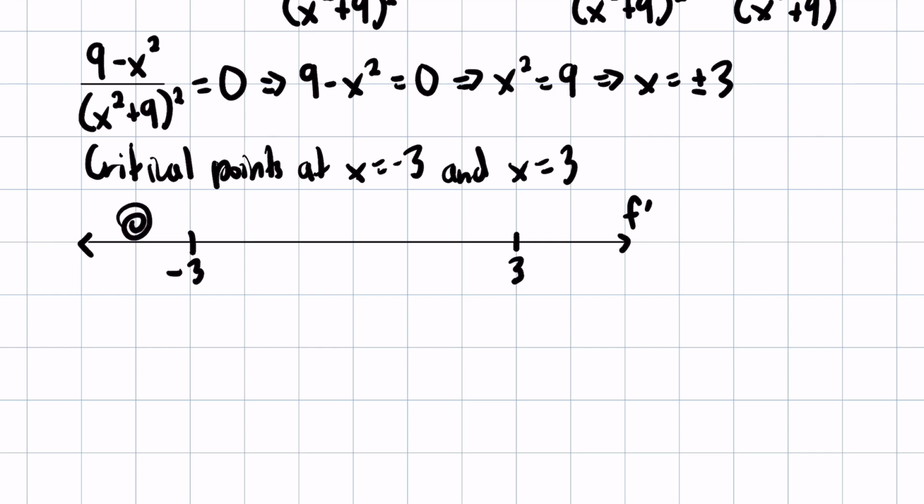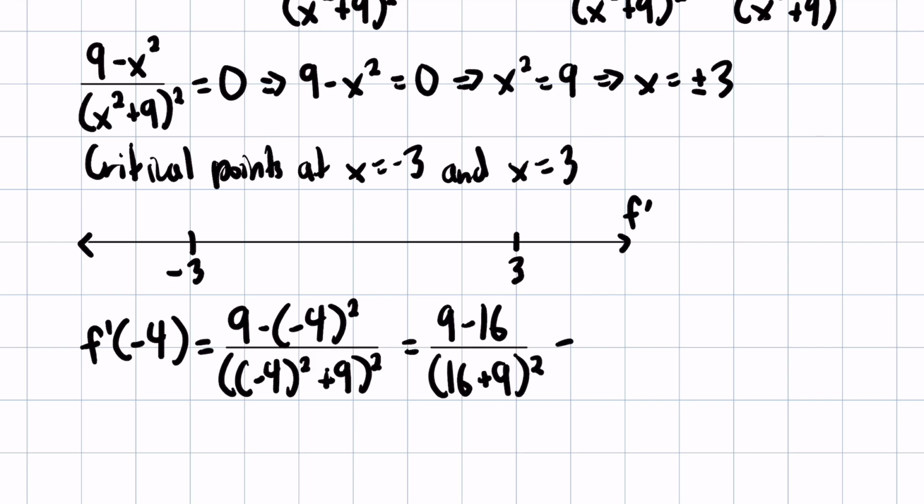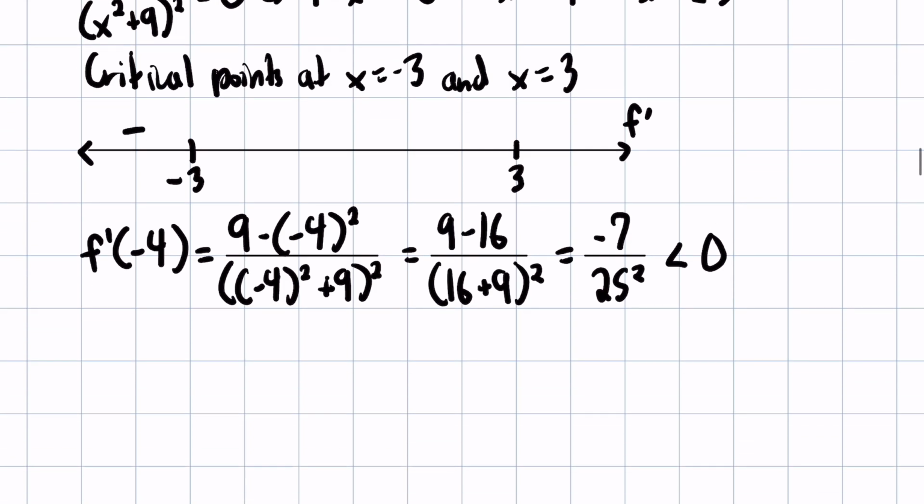So first, I want to figure out what's going on here. And so I'm going to plug in a number that's less than negative 3. I'm choosing negative 4. So we just plug that in. And all you have to do here is get to the point where you realize whether it's going to be negative or positive. So go as far as you need to realize that this is negative. So everywhere from negative infinity to negative 3, our first derivative is going to be negative.